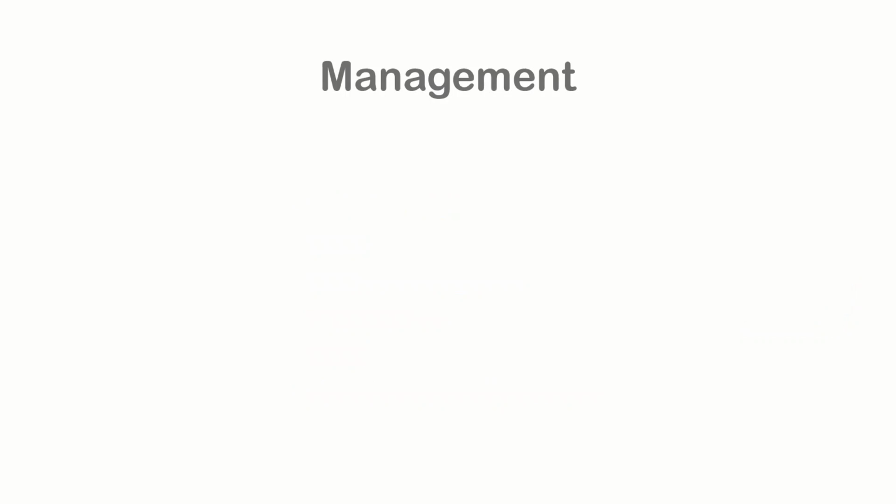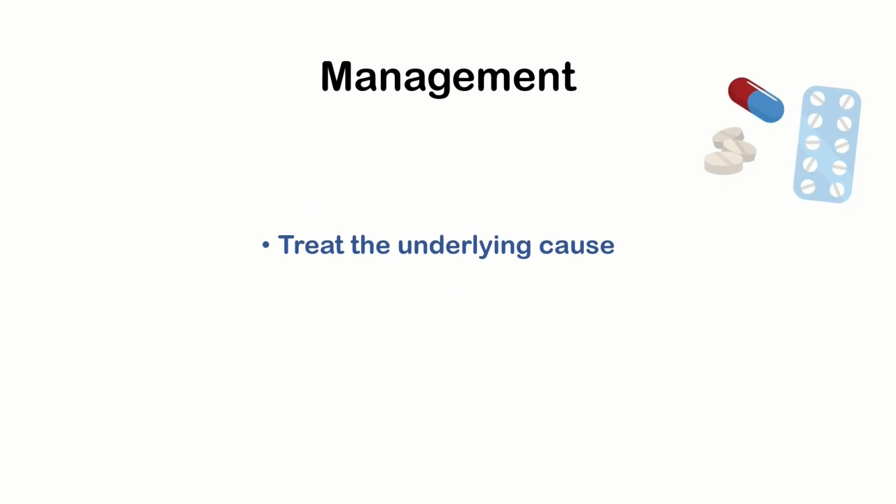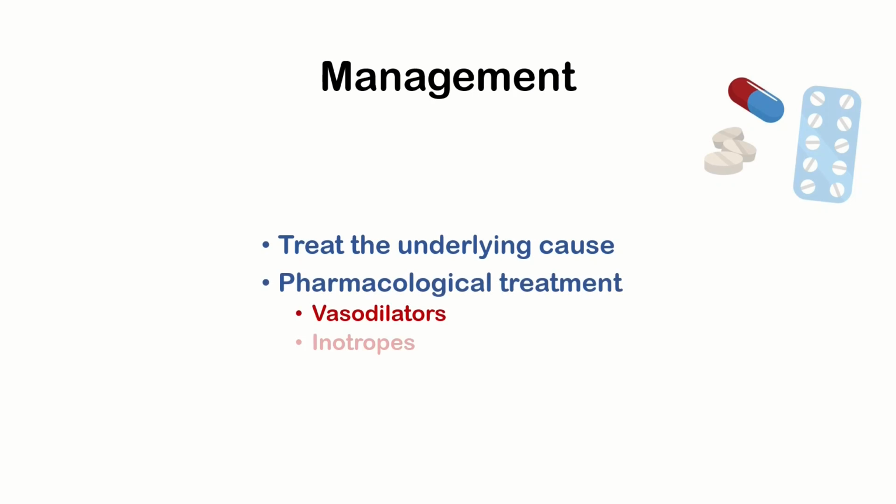During the management of aortic regurgitation, the most important thing is to treat the underlying cause of aortic regurgitation. Pharmacological treatments such as vasodilators and inotropes will be useful in relieving symptoms of aortic regurgitation. However, aortic valve replacement surgery is the best treatment option for aortic regurgitation.